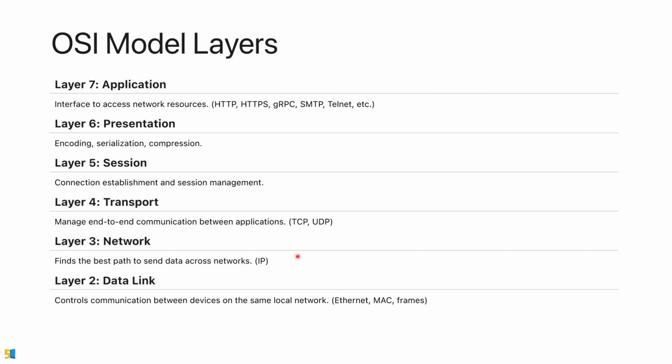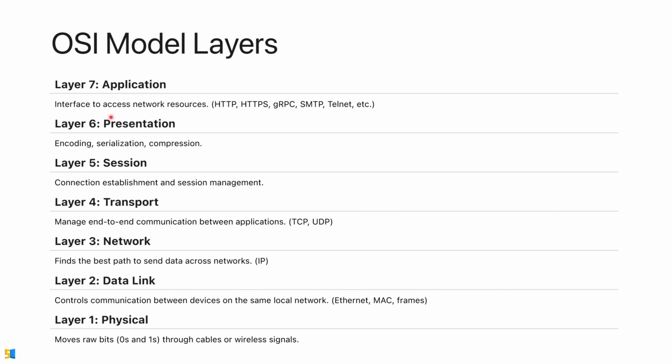In the 2nd layer, data link, it controls communications between devices on the same local network. Here we are going to use Ethernet, MAC, and also frames. And last but not least, physical, it moves raw bits, 0s and 1s, through cables or wireless signals.